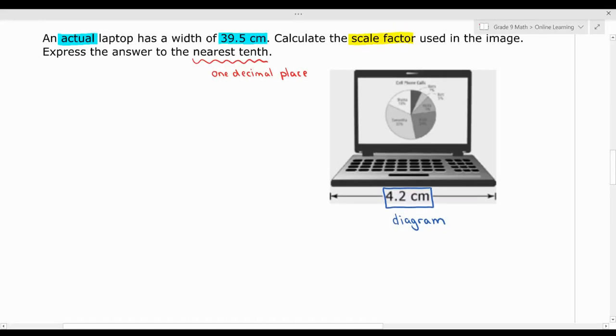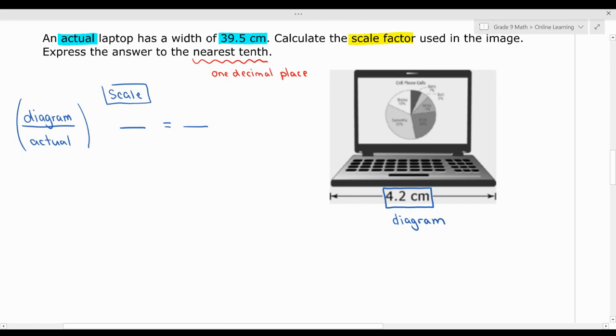So again, I would start it the same way. I know I would have a diagram measurement on top, an actual measurement on the bottom. Okay, I'm trying to figure out the scale. So I will put the scale on the left-hand side. I'm going to set up my proportion statement.